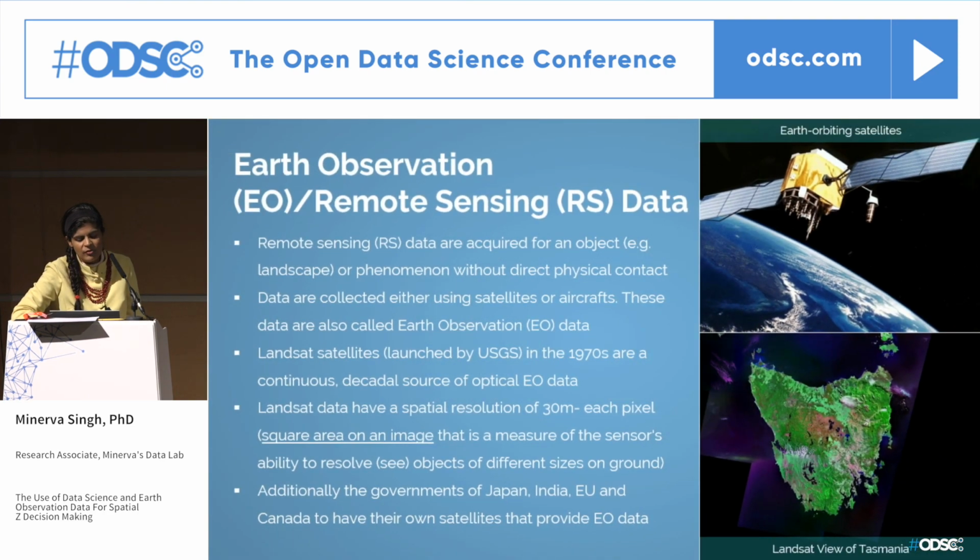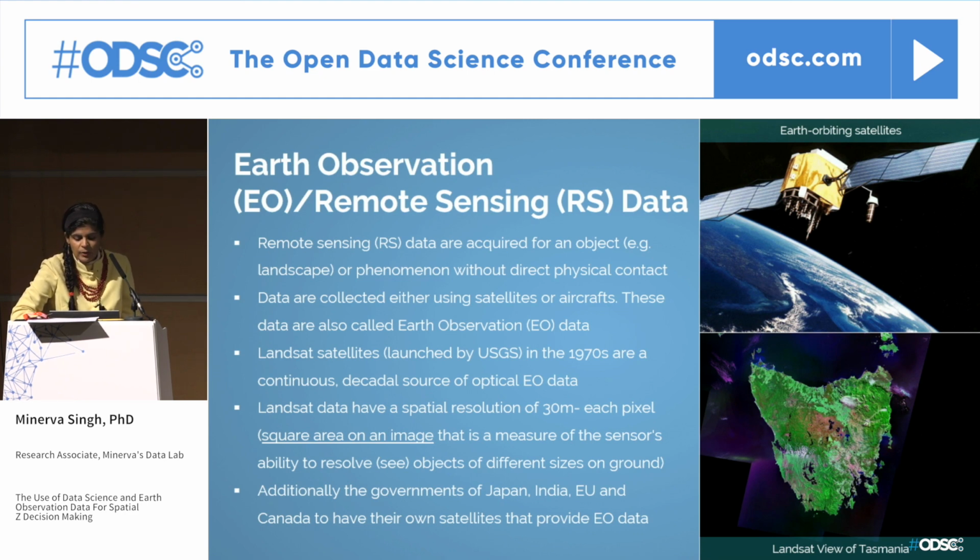Earth observation and remote sensing data, these are terms that may be used interchangeably, and remote sensing data are acquired for an object, for example a landscape or phenomenon, without any direct physical contact. So most of you can see me standing up here, and you can see I'm wearing a yellow dress, and that is a form of remote sensing, because you've seen me, and without any physical contact, you know I'm wearing a yellow dress.